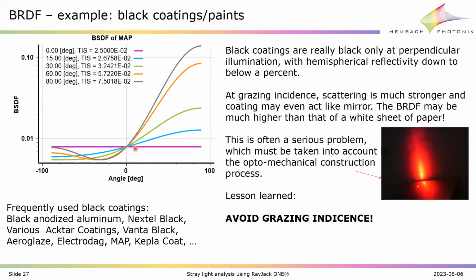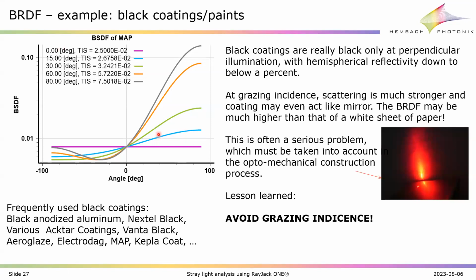And what you see here is this magenta curve, the scattering in all directions when the light is incident perpendicularly. So it's rather flat and has a quite low value. But as soon as you go to higher and higher angles of incidence, scattering goes up dramatically. And so that has one consequence. When you're doing mechanical design, always have a look that there is no grazing incidence of light.